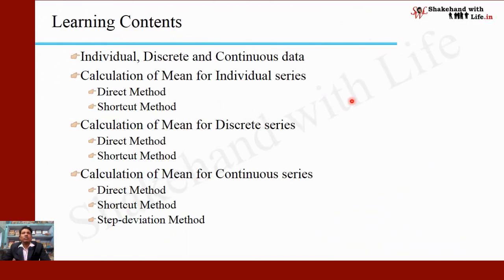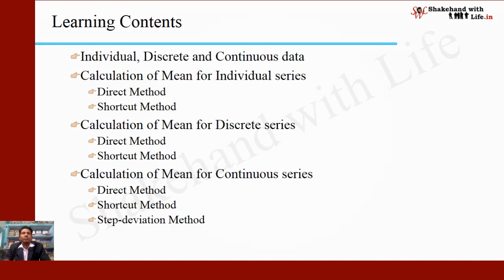The learning contents of this video are individual data, discrete data and continuous data. Then calculation of mean for individual series using direct method and shortcut method. Calculation of mean for discrete series using direct method and shortcut method. And calculation of mean for continuous series using direct method, shortcut method and step deviation method. I am Narendra Sharma, and in this video I will elaborate all these contents one by one.